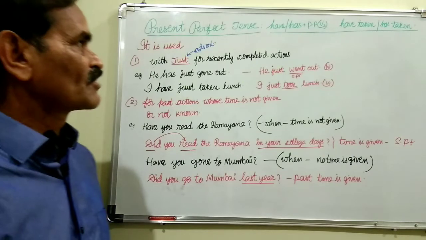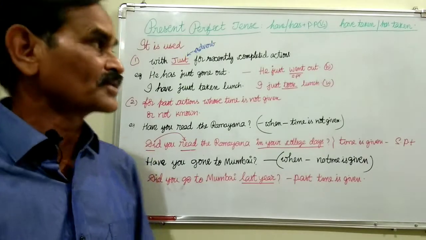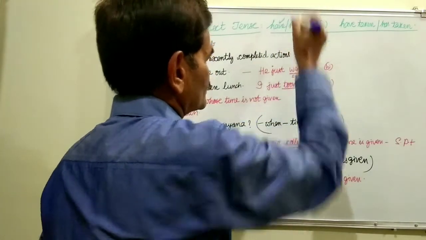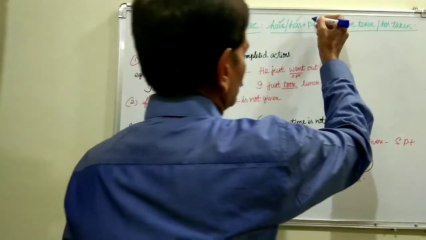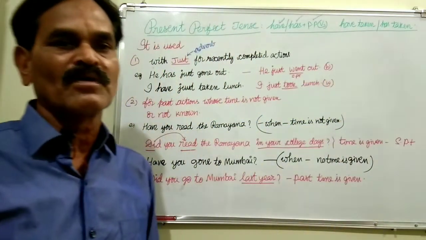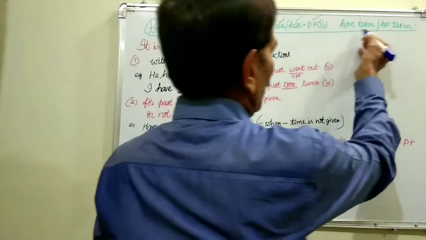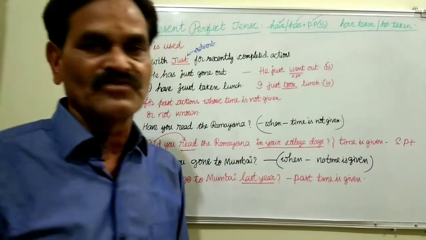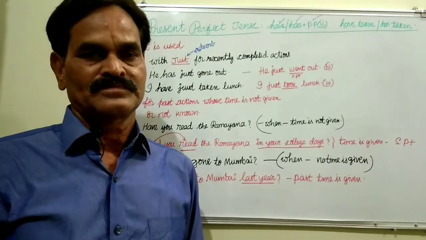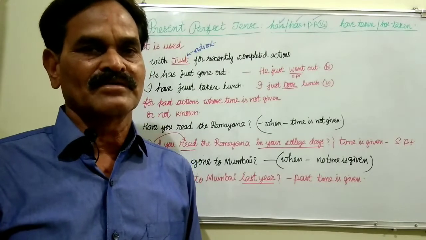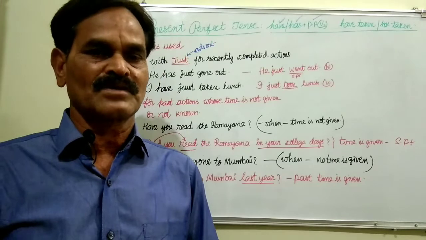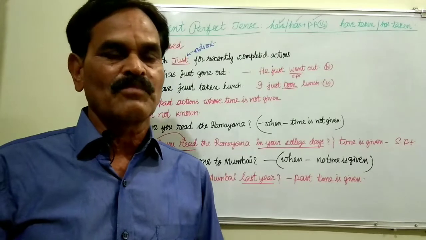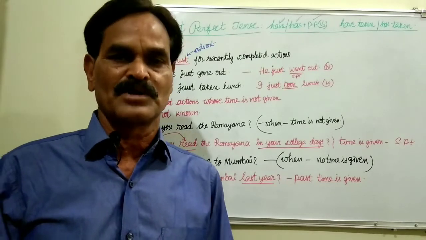Now, present perfect. It is the present perfect tense, and the structure is helping verb have or has plus past participle of the principal verb. This is have taken or has taken. So this is the structure of present perfect tense. Have bought, have given, has given. So have, has are the helping verbs or auxiliary verbs, and taken, given, bought, these are past participle of the main verb or the principal verb.